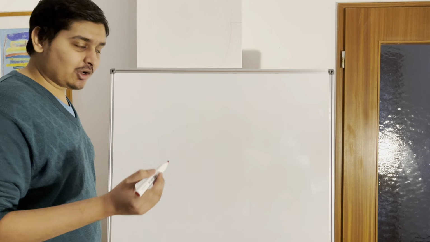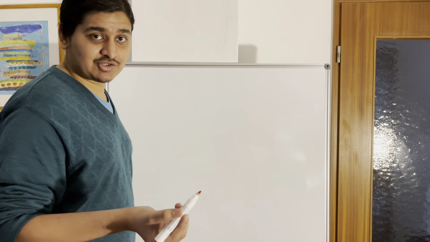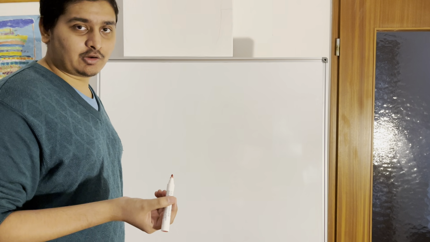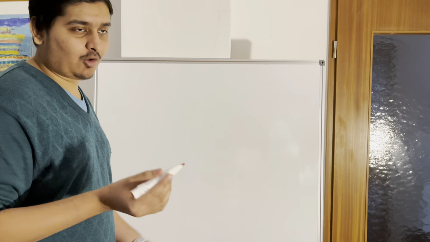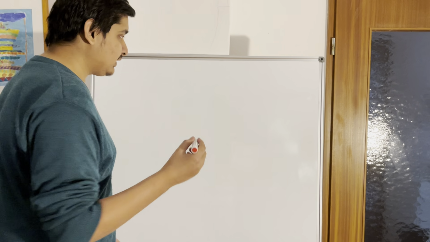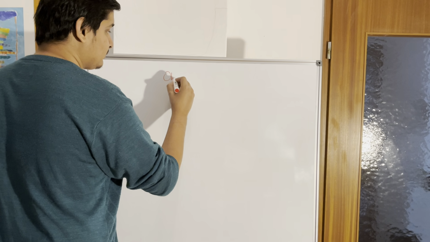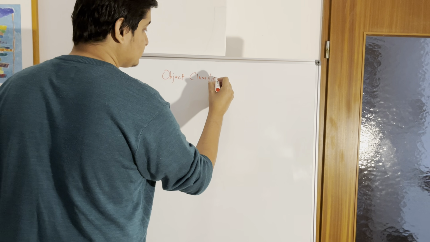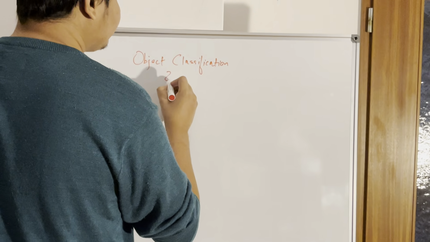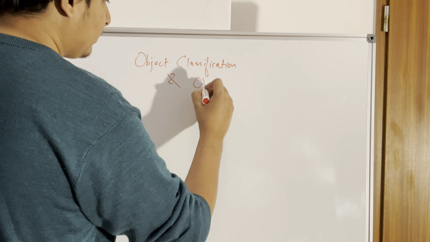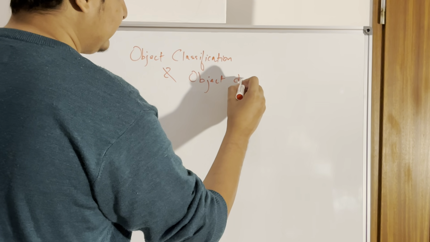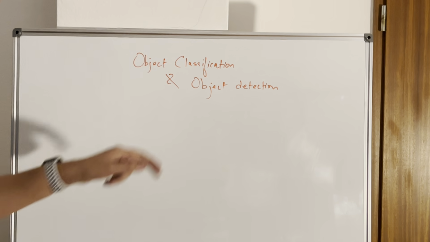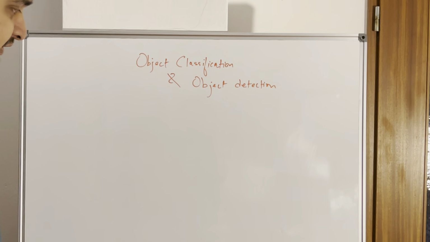So here I am going to talk about object classification and object detection, which are very common problems in the field of artificial intelligence, machine learning, or computer vision to be specific. Object classification, or the more generic term, object detection. So let's start with the simpler term over here, which is object classification.